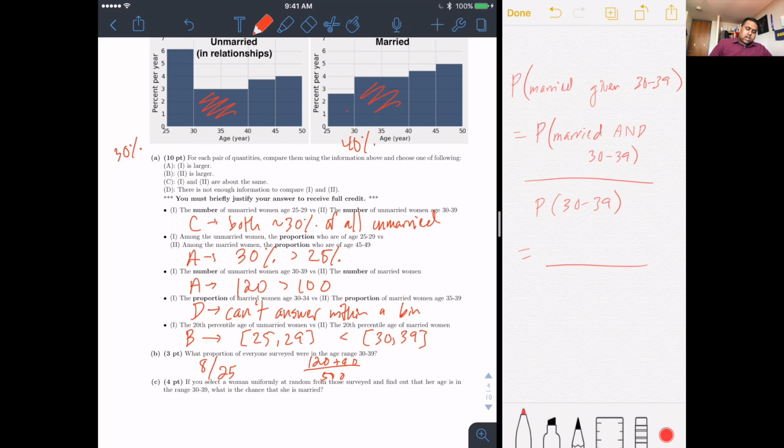We knew from before how many women were 30 to 39. We just found it out here, right? That was 160 because that was 120 plus 40. And of those women, how many were married and 30 to 39? That was the value we got here. It was 40% of 100, which was 40. So 40 women were both married and in the age range 30 to 39, and 160 women were in the age range 30 to 39. So 40 over 160 will give us the value we want, or 1/4.